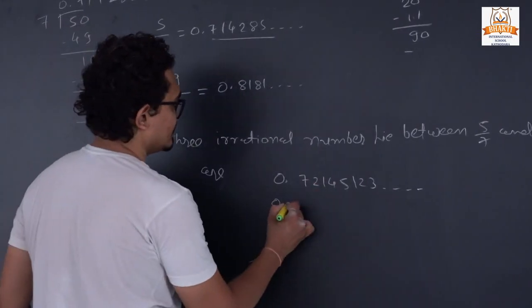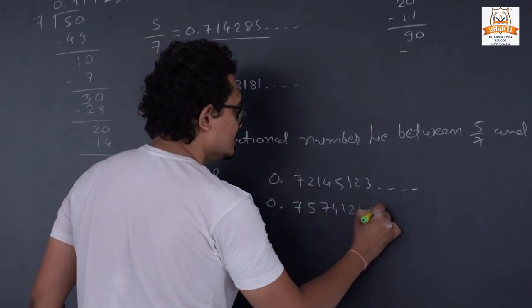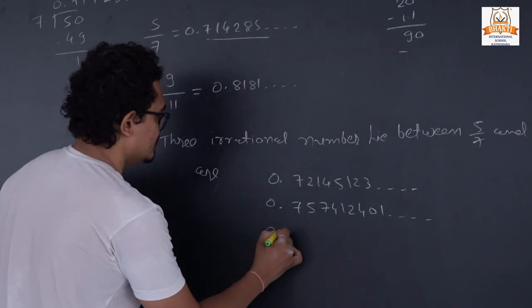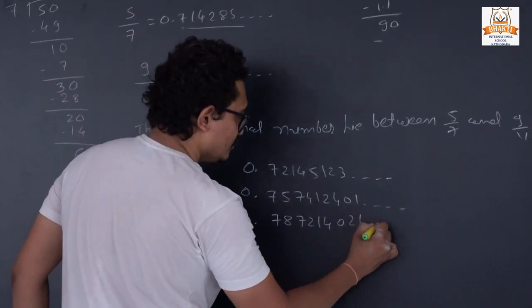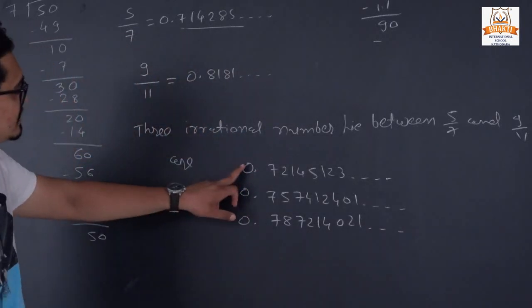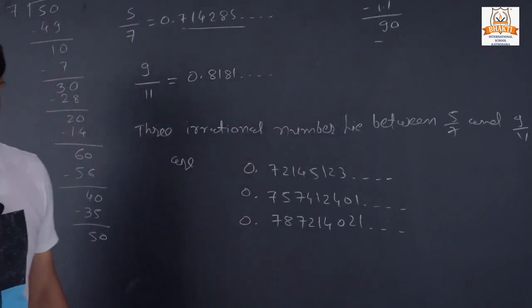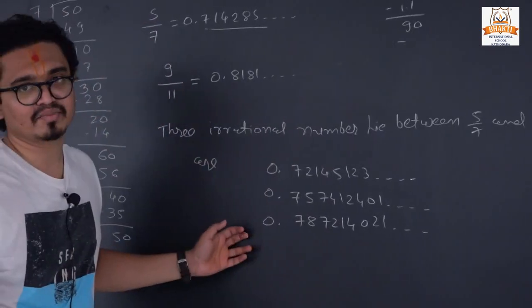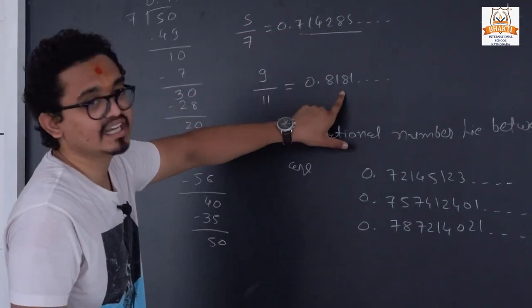We can also write like that, 0.7574123 01, like that. Once again we can also write like that, 0.78721 42. So we need to find 3 irrational numbers which lie between 5/7 and 9/11. So you can write any number which lies between these two numbers, 0.71 and 0.81.